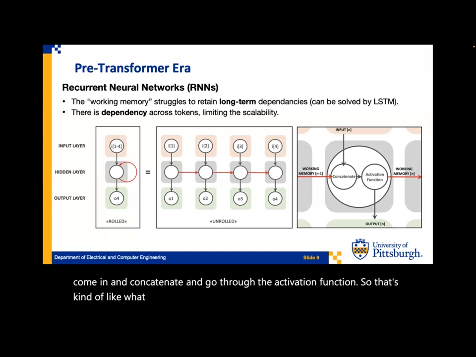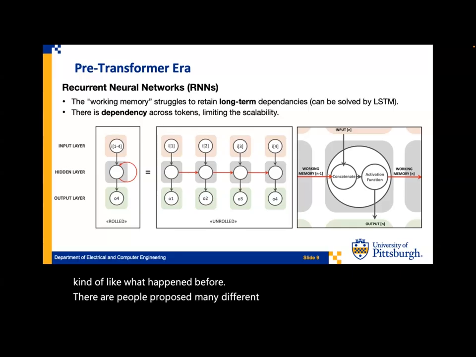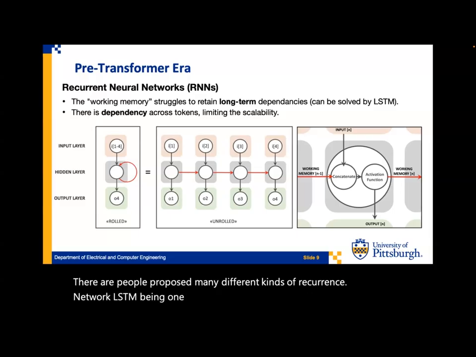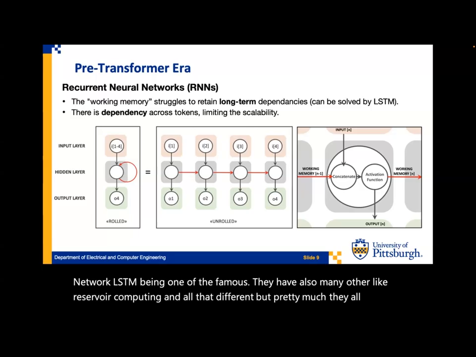So that's what happened before. People proposed many different kinds of recurrent neural networks, LSTM being one of the famous ones. There are also many others, like reservoir computing, but pretty much they follow a very similar idea.